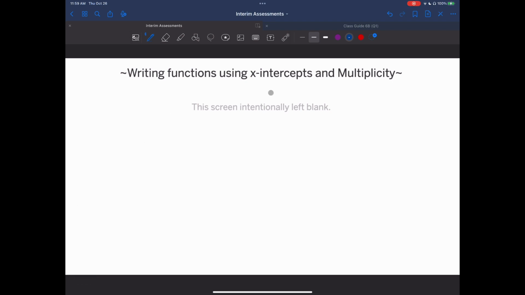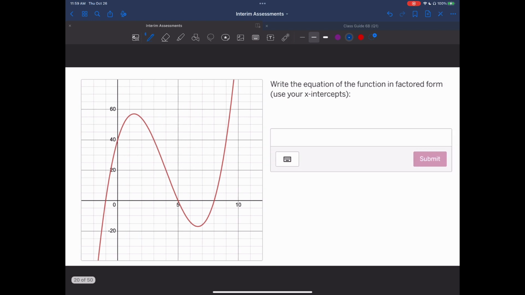Let's look at writing functions using x-intercepts and something called multiplicity. Now, second period, you guys fully did multiplicity. Sixth period, y'all barely touched on this. So if you're sixth period in particular, I would take some notes, make sure you understand this as we go through it. All right, first one's pretty simple. It says write the equation of the function in factored form. Use your x-intercepts.